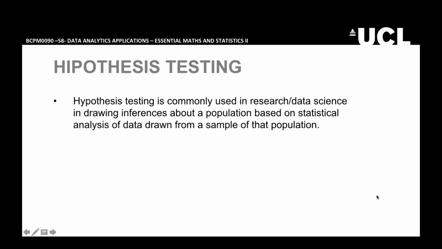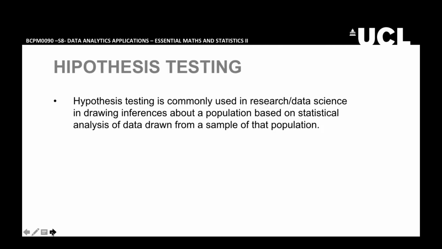According to the quantitative analysis process that we explained at the beginning, after cleaning the data, describing the data, and validating the measurement, we can test hypotheses. Hypothesis testing is commonly used in research in drawing inferences about a population based on a statistical analysis of data drawn from a sample of that population. So, as we were explaining last week, we will use a sample to make statistical calculations and to test a hypothesis for the whole population.